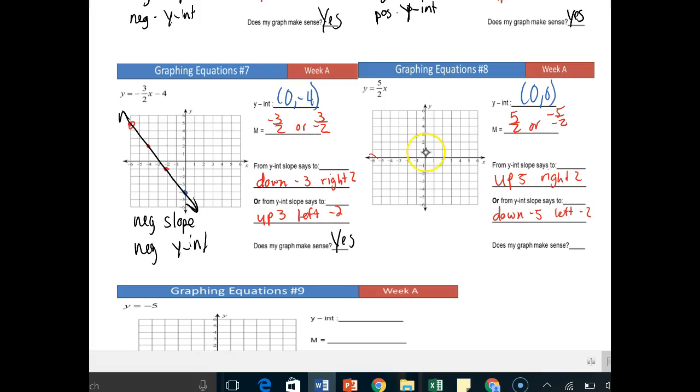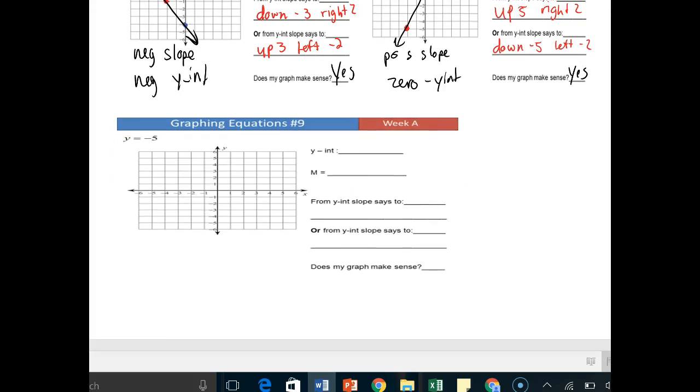So where are we going to start? We're going to start at the origin, 0, 0, because again, if it's not there, it's 0. And I can move up +5, 1, 2, 3, 4, 5, right 2. Okay, I'll run out of space, so then I can move down -5, 1, 2, 3, 4, 5, and left -2. And here is our straight line going all the way through those 3 points. So I had a positive slope with a 0 y-intercept, and that's exactly what I have, so yes, my graph makes sense.